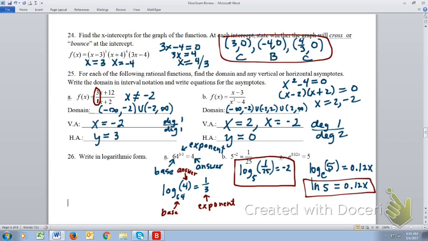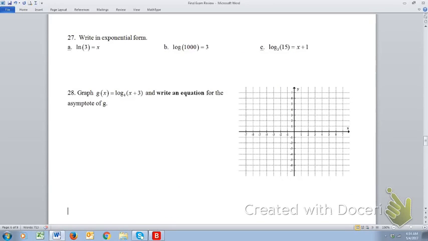Alright, so let's move on to 27. Now we're going in the opposite direction of what we did in 26. So we need to write these each in exponential form. Remember on letter A here, natural log, that's base e. So we've got our 3 parts. This is going to be e to the x power equals 3. In class, we did something like this. We started here and we went over here and into here. So e to the x power is 3. So base, exponent, answer, those are our 3 parts.